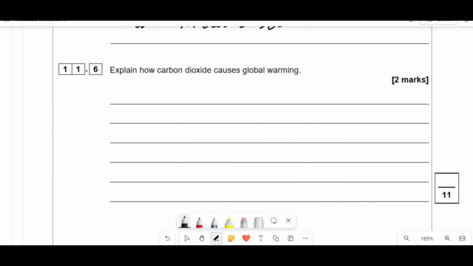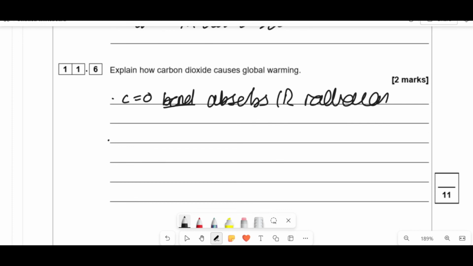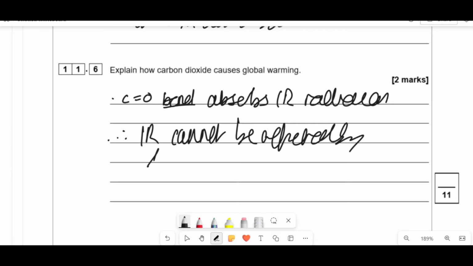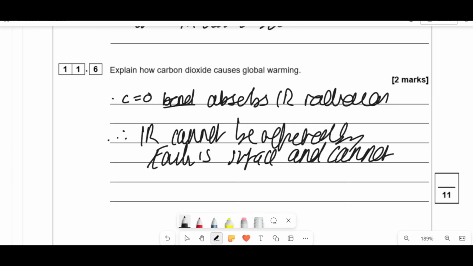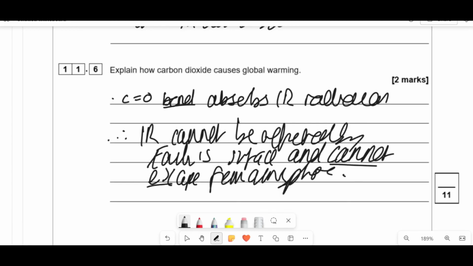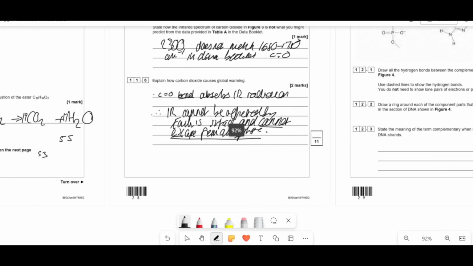So in that case, that's what we're going to say, is that the C double bond O bond is what's absorbing the heat. It absorbs IR radiation. Therefore, IR radiation cannot be reflected by the Earth's surface and cannot escape. That's the bit you need to say. It's not the reflected bit. That still doesn't explain why. It cannot escape from the atmosphere. There you go. That's the latter part that's needed. You can't just say it isn't reflected, because that doesn't tell us why it's causing global warming. It's the bit that it can't get out.